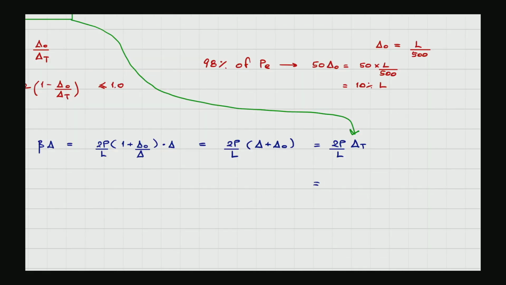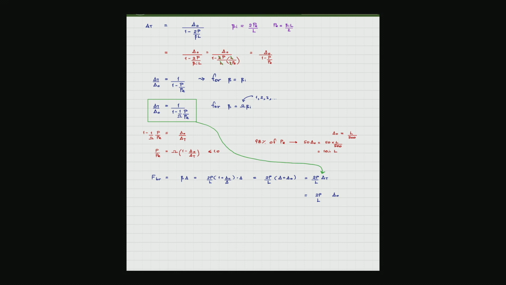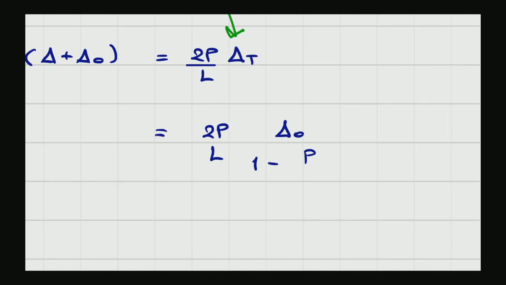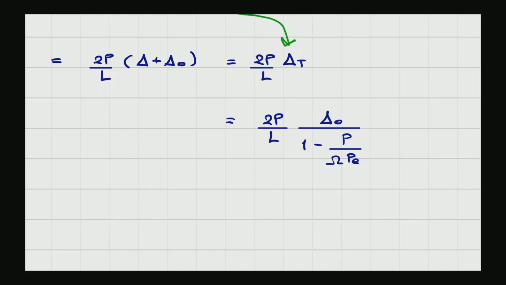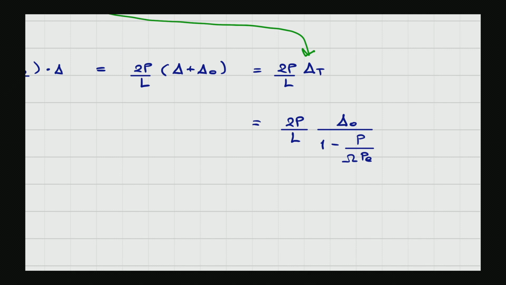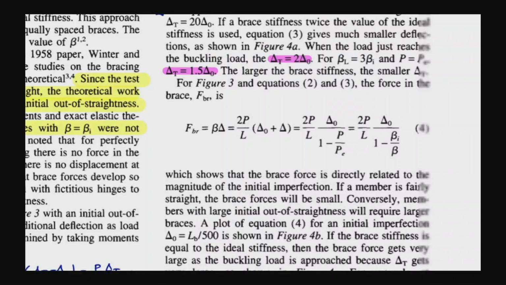That makes delta T equal to 2p over L, and delta naught is there, and 1 minus p over omega PE. Okay, so the omega is there. And we have the 2p over L.